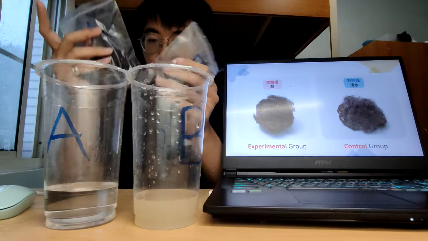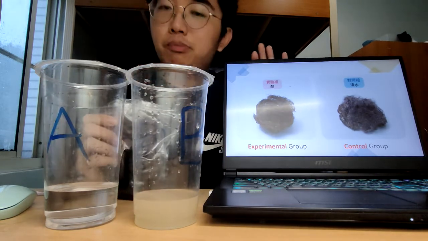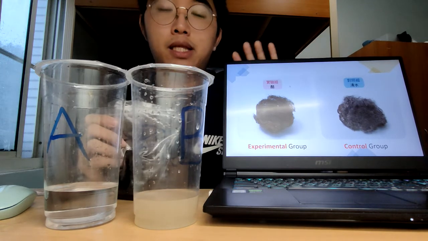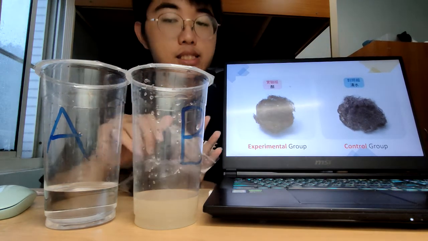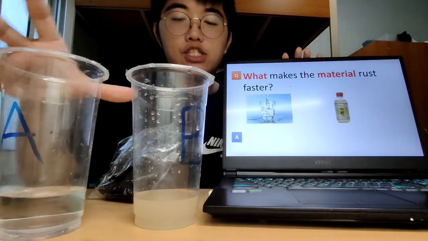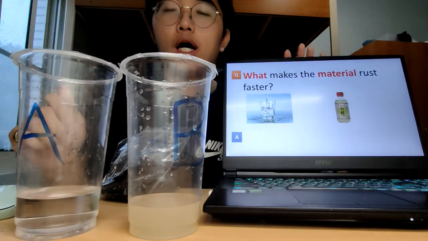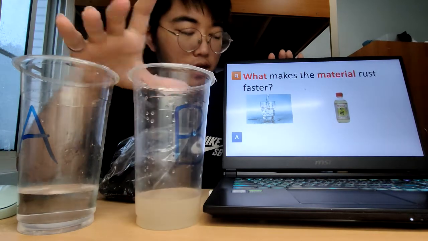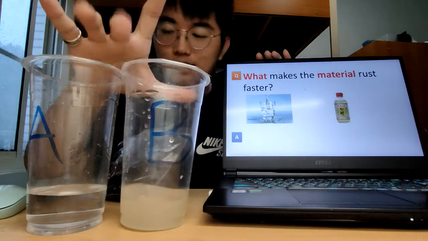Okay, so observe the change. Do you see the experimental group turned red? You see the experimental group turned red, and control group, the color stays the same. Here comes to our key question. What makes the material rust faster? A, the water, B, the vinegar. A, raise your hand. Okay, B, raise your hand.